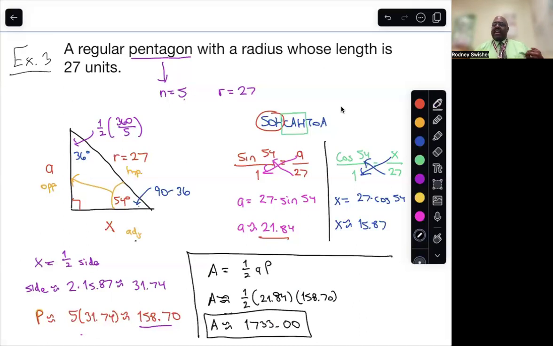Like I said, in this particular problem, example 1 was a level 1 problem, example number 2 is a level 2 problem, and this is a level 3 because you had to find 2 unknowns for our formula. This is how you would do it when you were given the radius. You have to work backwards to find both the a and the x. Then use that x to find the side length, use that to find the perimeter, and once you have the perimeter and the apothem, you can plug it into our area formula.